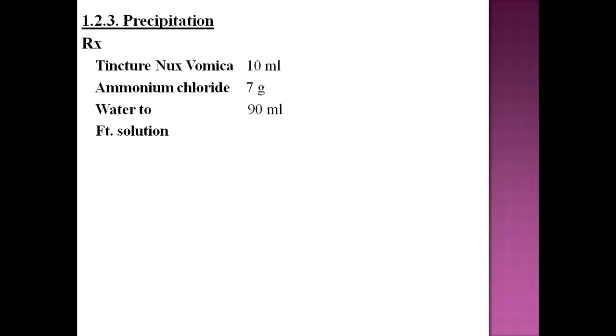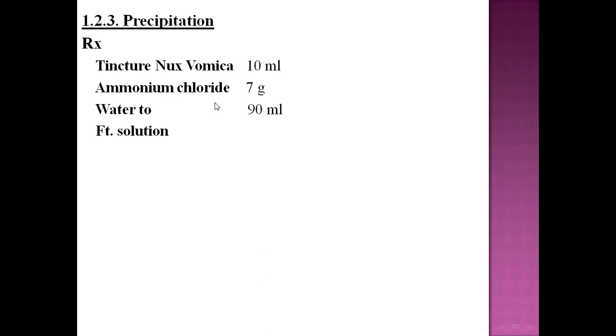Another thing is precipitation. Okay, precipitation means that something is soluble, however, when you add something else, it becomes precipitated. For example, tincture of myrrh, which is a physical unintentional incompatibility, its type is precipitation because the components were soluble in tincture of myrrh. However, when you add water, it precipitates.